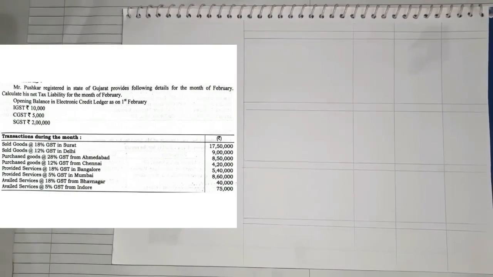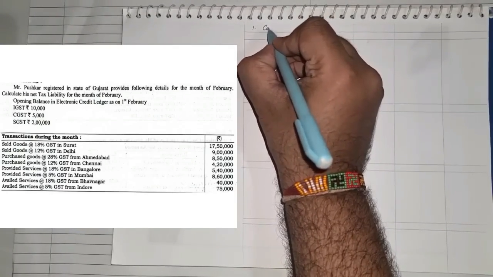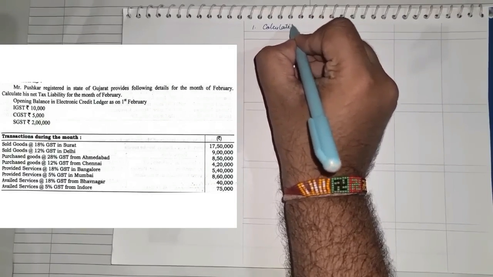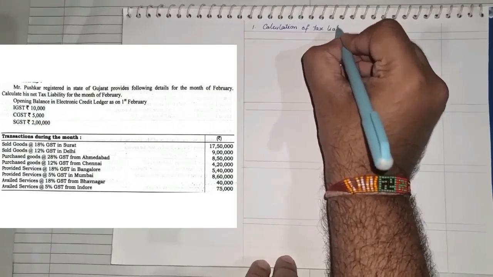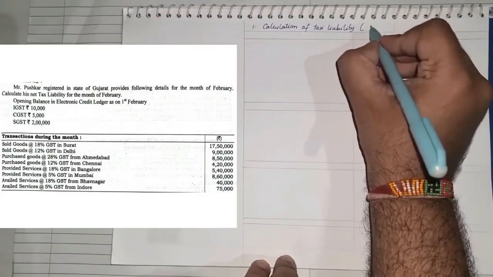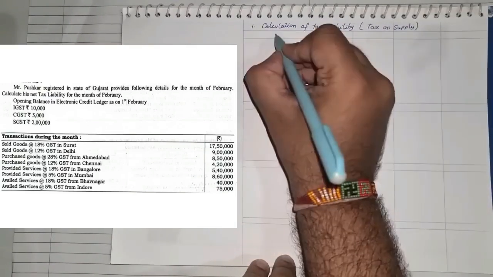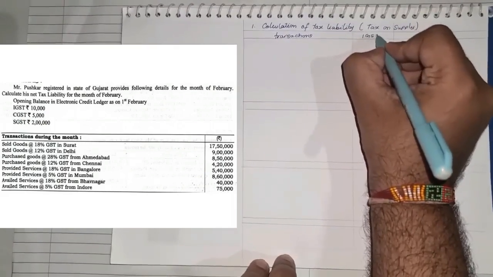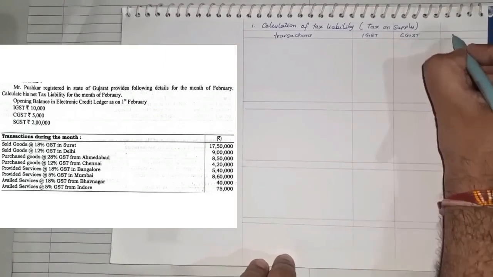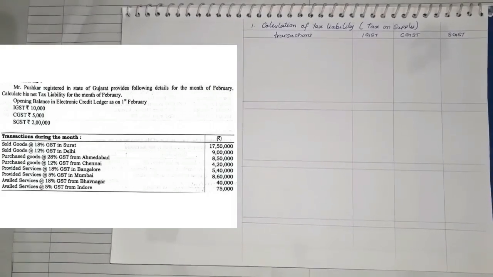Now, in the same way, we will start with our sum. Step number 1, the heading for the first thing will always be calculation of tax liability. This is basically finding tax on supply. We'll have columns as transactions, IGST, CGST and SGST, in the normal way. Now we read the question, each transaction.